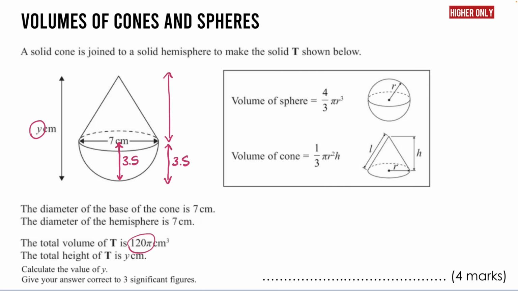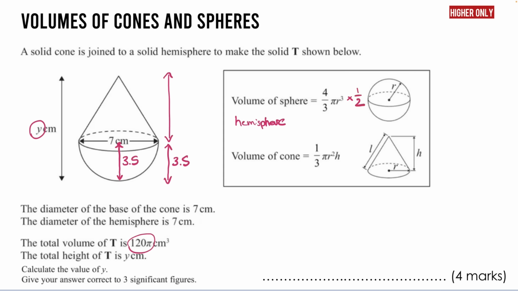So if we use the volume of a sphere formula, we have 4/3 pi r cubed. However, for a hemisphere, we can halve that as it's half of a sphere, and that's timesing this formula by a half.